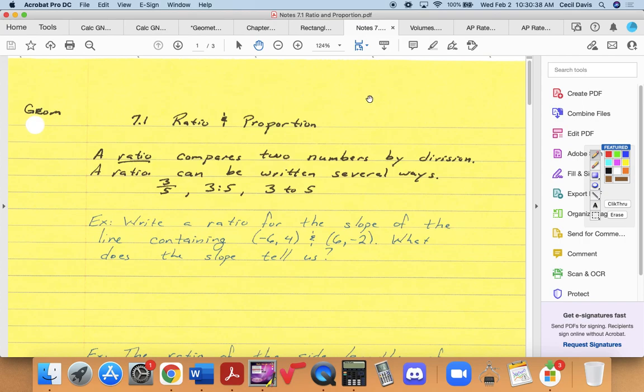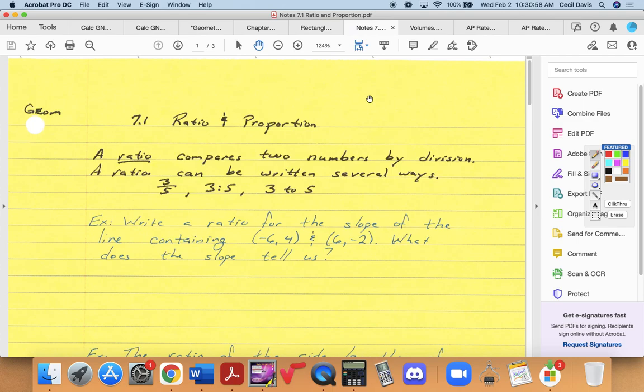So, our next unit will be primarily on similarity, but to do similarity, you have to understand ratio and proportion. So, a ratio compares two numbers by division. There are lots of ways you can write a ratio.